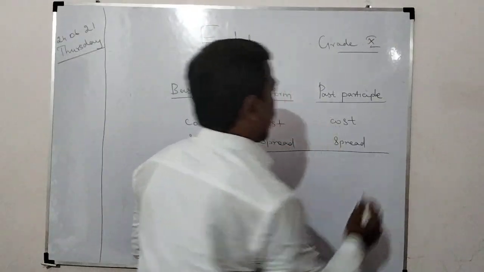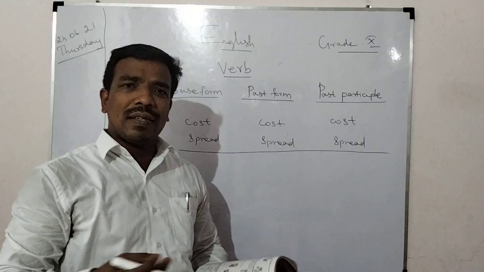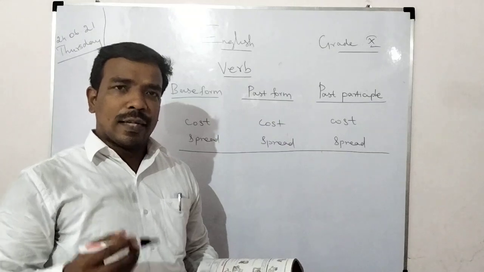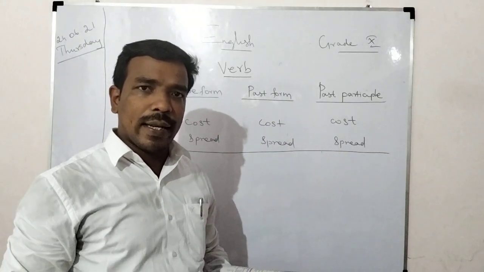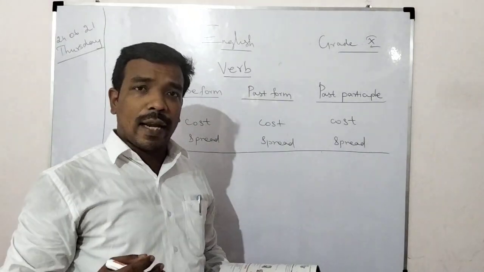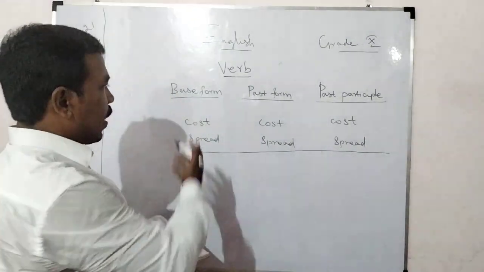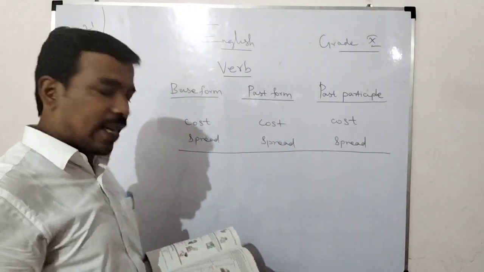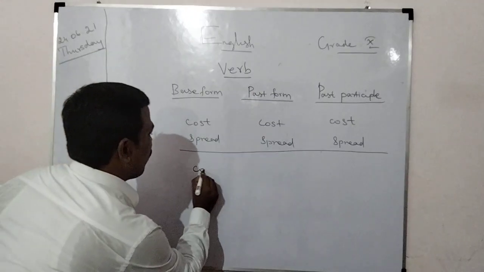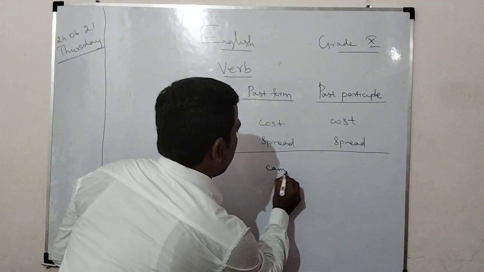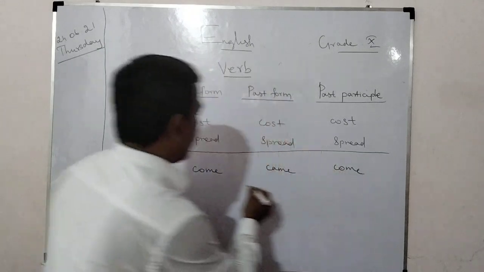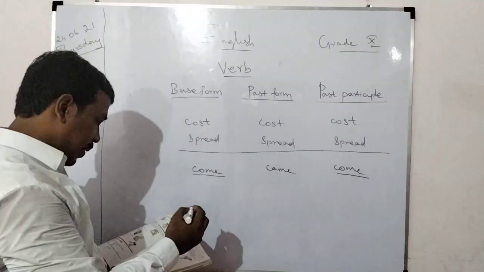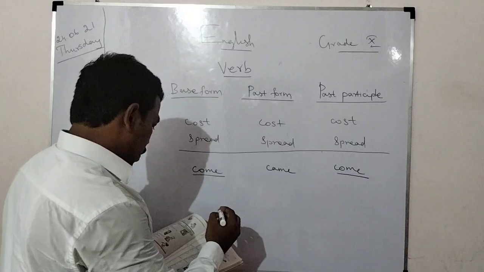Some words are there. According to Raymond Murphy, they have given 11, 12 words. Have you taken this? Actually, Joel sir said he gave some 90, 100 words for our 10th grade students. Have you taken it? Okay, good. So cost, spread: the three forms are the same. Then two forms are the same, as I gave you: come, came, come. What is it? Two forms are the same. Come, came, come. Next word is bring.